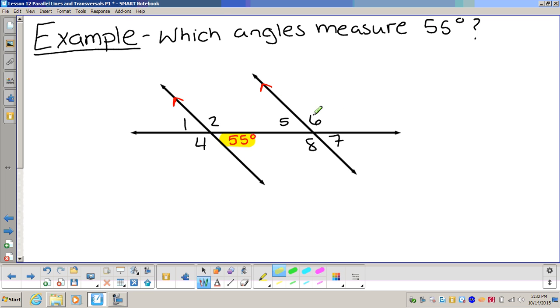So 55 corresponds to angle 7. They're in the same place, bottom right corner of the intersections. So number 7 is 55 degrees. This one's an alternate interior angle with number 5. So they're the same. And then we can look at angle 7. Angle 7 and angle 1 are alternate exterior angles, so angle 1 must also be 55 degrees.